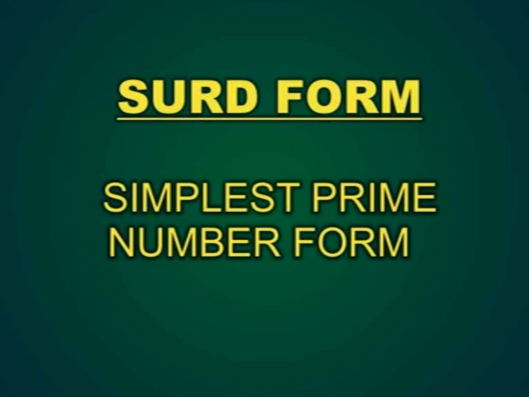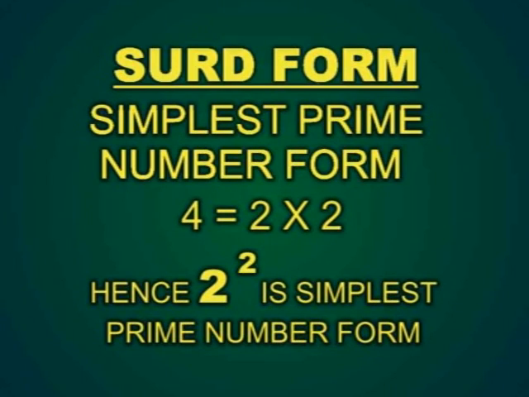That brings us onto our next definition, surd form. When we take a number and we write it in surd form, we're writing it in its simplest prime number form. Let's use the example of 4. 4 is equal to 2 times 2. 2 is a prime number, so 4 is equal to 2 squared. 2 squared is the simplest prime form of 4. Another example would be 9. 9 is equal to 3 squared.